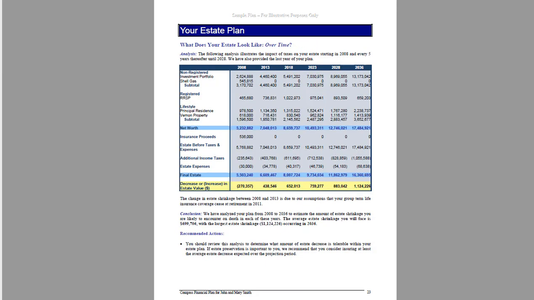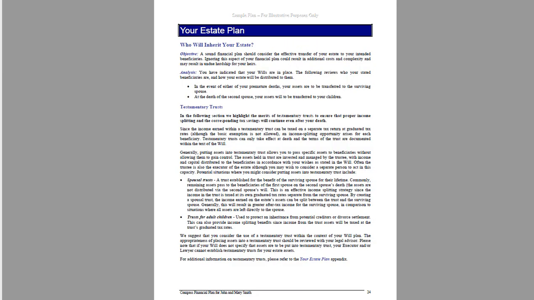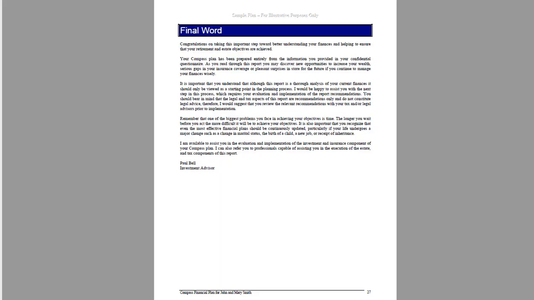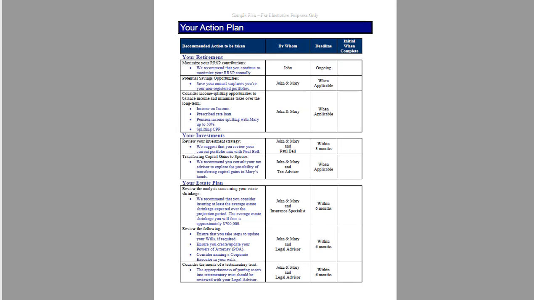What does your estate look like right now? What does it look like over time? Who will inherit your estate? And there's a little bit of information about trusts, testamentary trusts. So that's another area of wealth management that needs to be covered off, when trusts get involved in estate planning. Again, some information about who's liquidating the estate, the duties of an executor, and again, a final word, and that's it with regards to the financial plan.